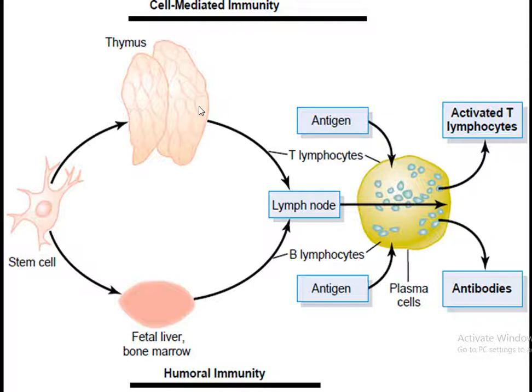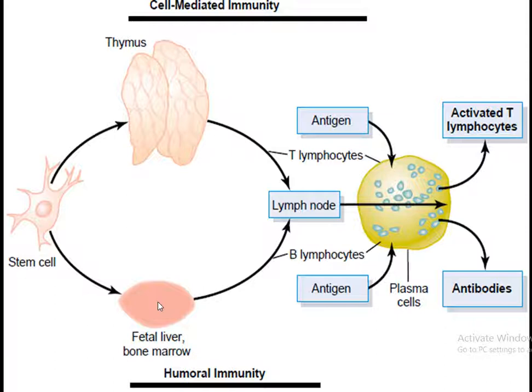In many autoimmune diseases, these cells are unable to differentiate between the body's own specific cells and the foreign cells, so that they may injure the body's own cells, and that creates the autoimmune diseases. For human immunity, the specific cells for B lymphocytes come to the fetal liver and then to the bone marrow.